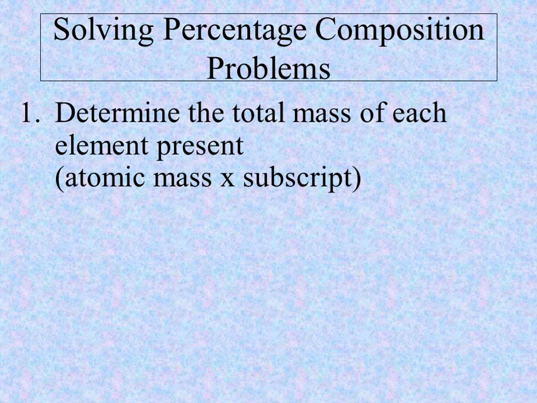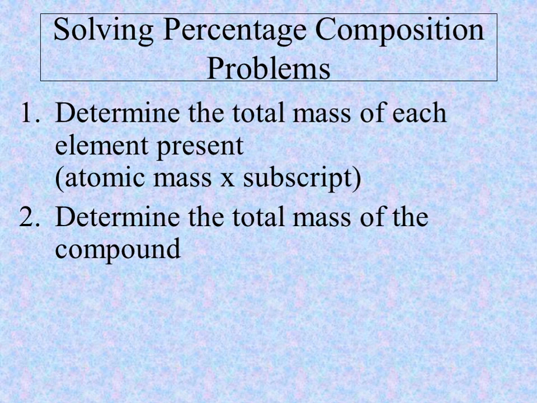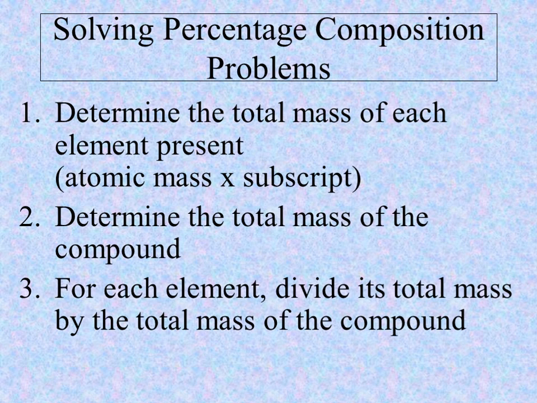And so to do that, you take the atomic mass to 3 sig figs from a periodic table, multiply it by whatever subscript it may have. If there is none, then it's just 1. And then again, you determine the total mass or the formula mass for that given compound.